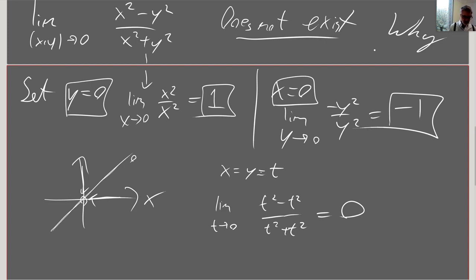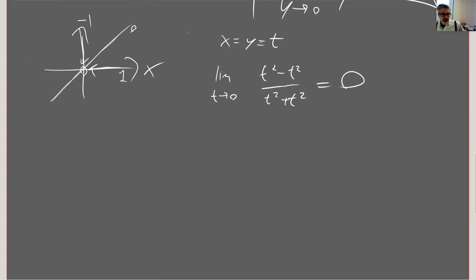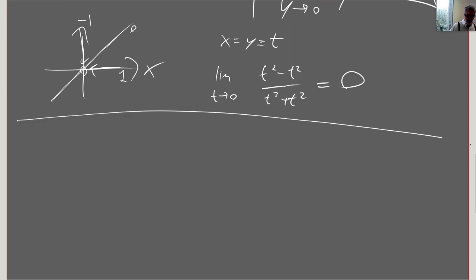Along x, y is 0, we get 1. And over here, we get minus 1. So we get all different kinds of values. And so the limit does not exist. It doesn't make any sense. So in that situation, we can't define the limit. And so that's really what happens new in higher dimensions.